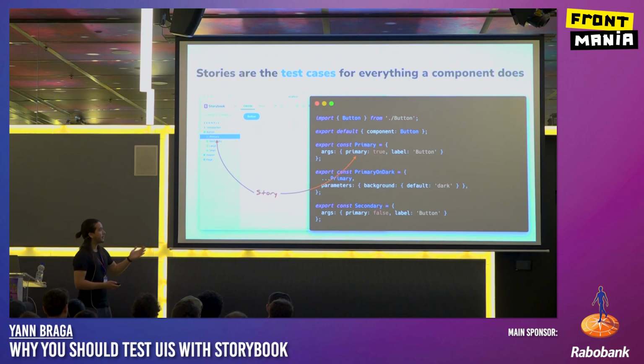So we have the construct of args, which is pretty much the same as props or inputs in Angular, for instance. And you basically pass that information to Storybook, and that's going to render a component on the left side. As you can see, primary has primary true and a label of button, so then you can render that component and mount it directly in the browser.